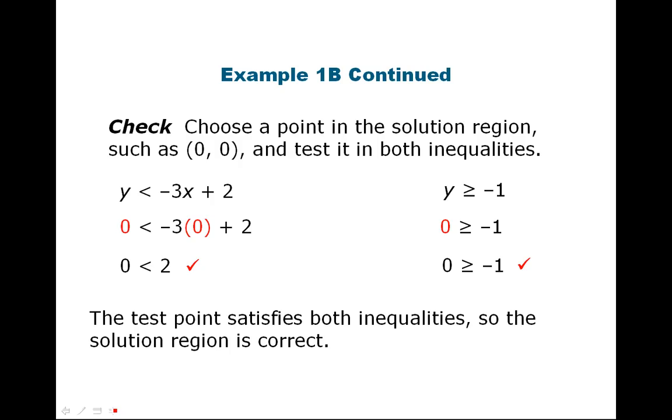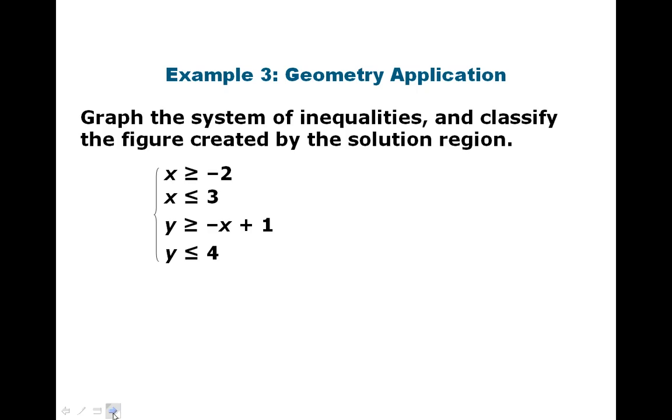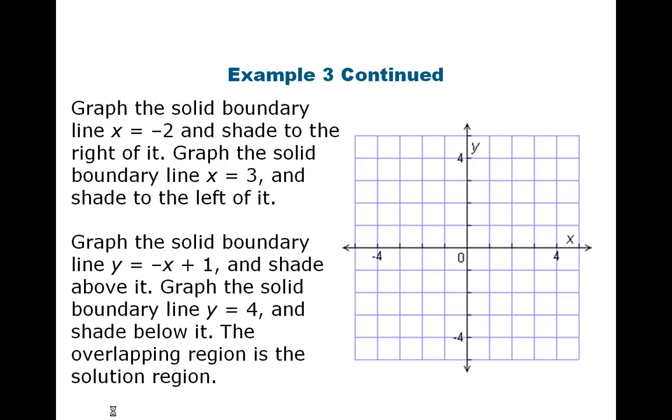A system of inequalities may contain more than 2 inequalities. So if we were given this system, here there are 4. We're going to graph each of these things, and then we're going to classify the figure created by the solution region. Classifying here means what shape: rectangle, triangle, trapezoid, that kind of thing.